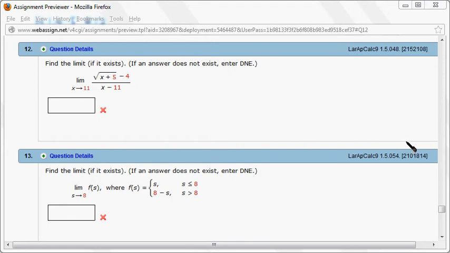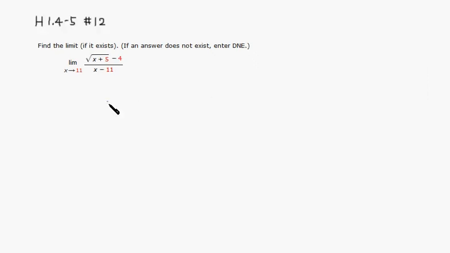Okay, let's look at section 1.4, 1.5, number 12. All right, so we want to evaluate the limit of this given expression. So let's do that. First thing you do, every time you evaluate a limit, you just plug in this number.